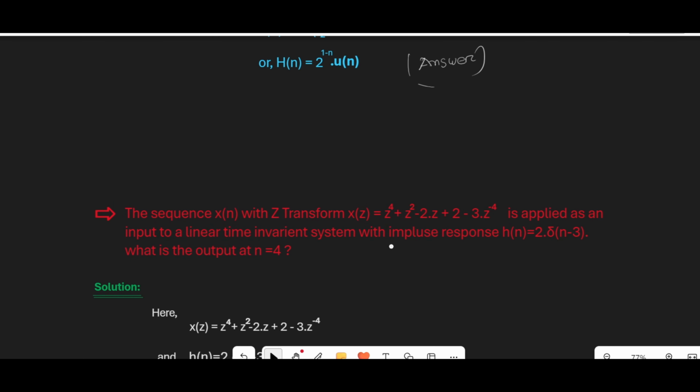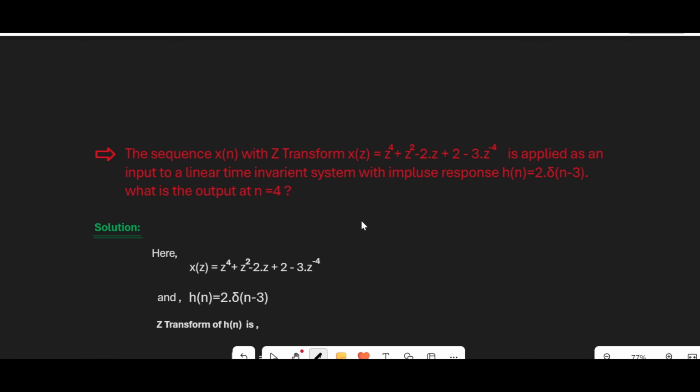Now the second problem is the sequence x[n] with z transform X(z) equal to z to the power 4 plus z square minus twice z plus 2 minus 3 into z to the power minus 4, and the impulse response h[n] equal to 2 into delta of n minus 3. Here X(z) is applied as an input to a linear time invariant system, LTI, with impulse response h[n]. What is the output at n equal to 4?